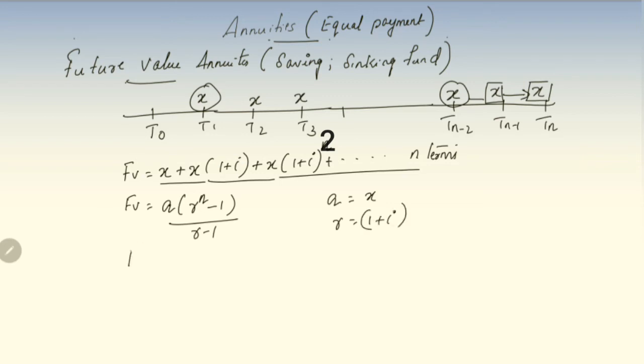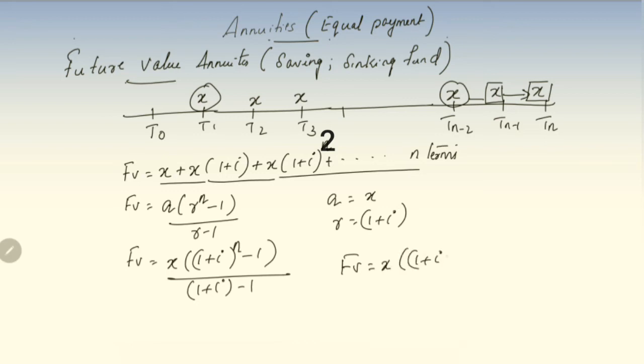So let me substitute, that is future value is equal to a, which is x, times, in the place of r, let me write 1 plus I to the power n minus 1 divided by 1 plus I minus 1. So the denominator, when you open the bracket, 1 is going to be cancelled. That is future value, the accumulated money at the end of this time, you will get x times 1 plus I to the power n minus 1 divided by I. So this formula you need to know.